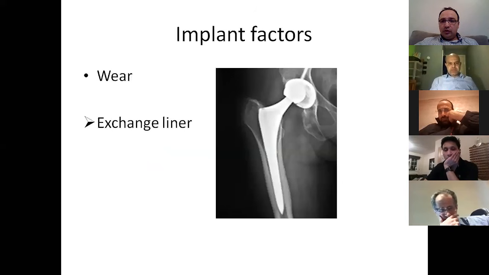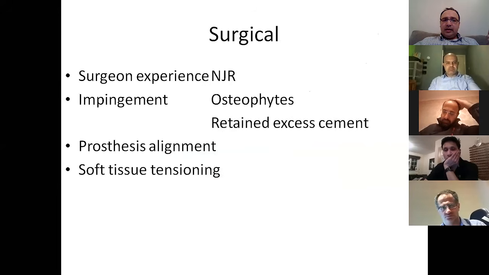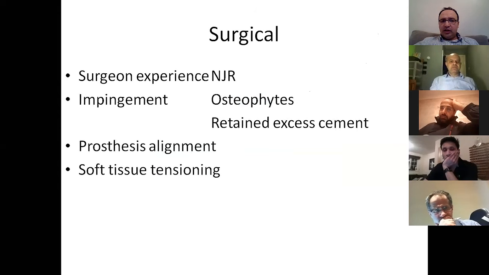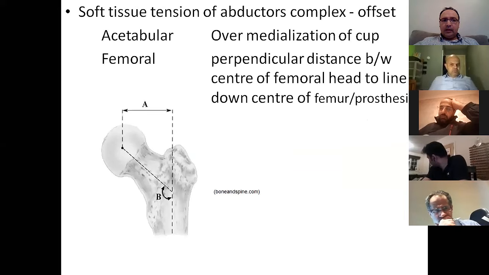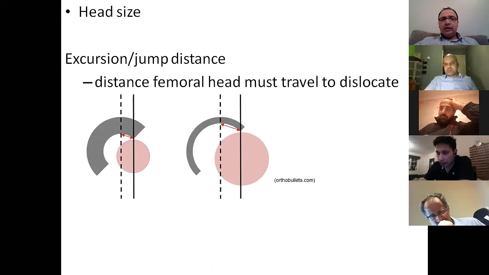So to recap again, we have three factors: patient factors, surgical factors, and implant factors. The patient factors are gender, neurological conditions, non-compliant patient, and poor anatomy. Surgical factors are surgeon experience, impingement, prosthesis alignment, and soft tissue tensioning. And the implant factors are wear, head-neck ratio, and head size.